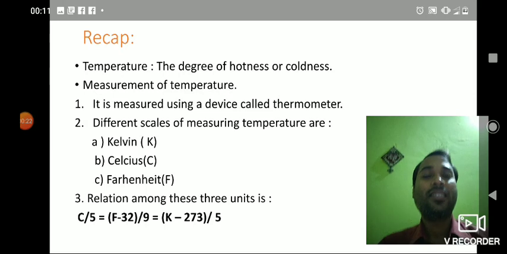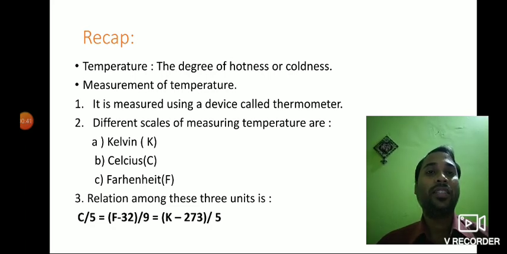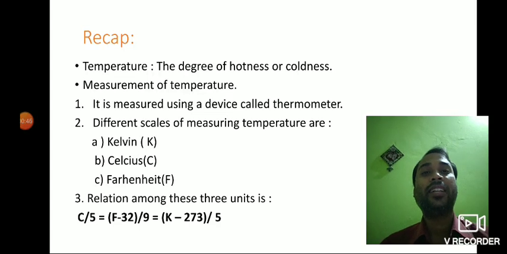So in the last class, we studied about temperature and also about the ways of measuring temperature. So what is temperature? It is the degree of hotness or coldness. Basically it determines how hot an object is or how cold an object is. So that degree of hotness or coldness is called temperature.